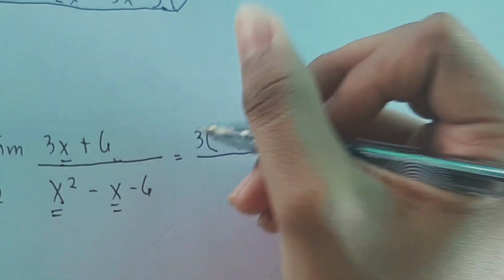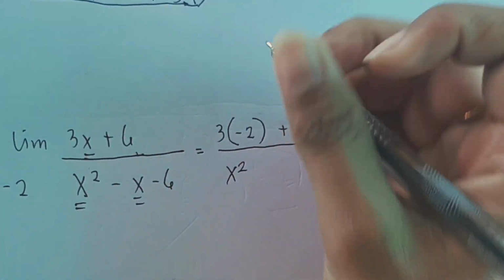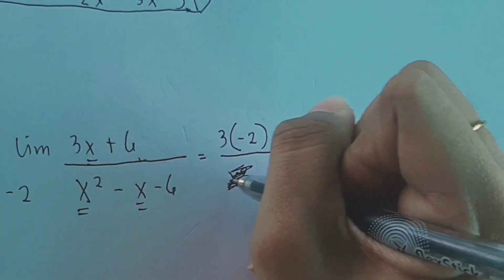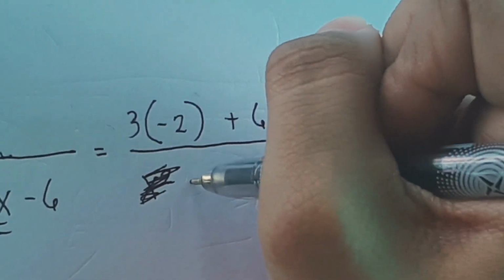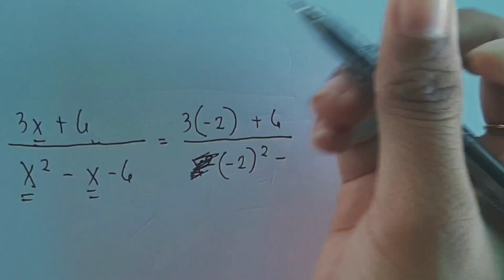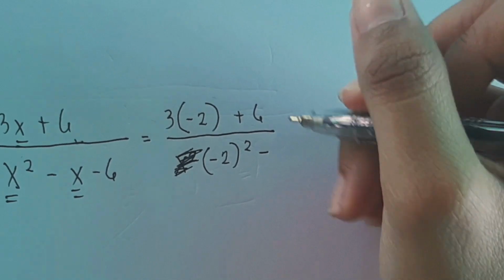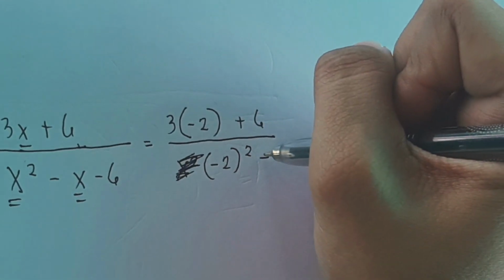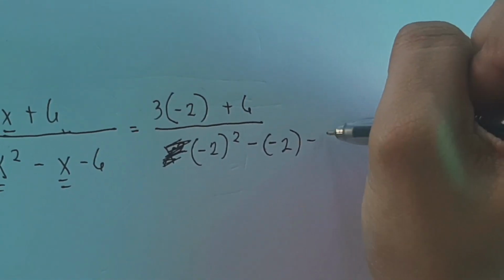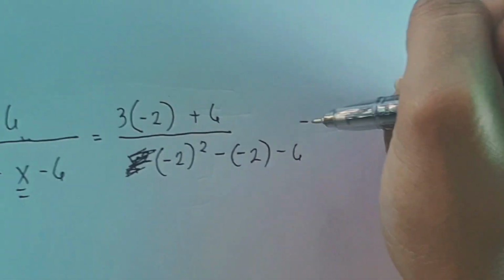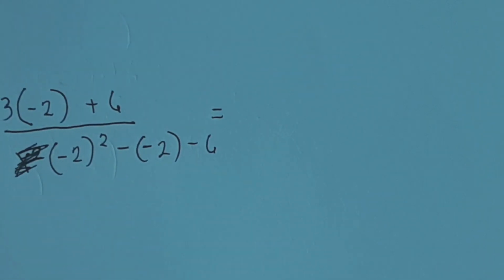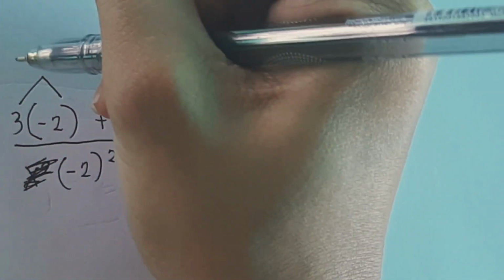So, x squared. Oh, it's wrong. It's wrong, guys. So we're going to erase it. So negative 2 squared minus its x again. So we're going to substitute it. So it will become negative 2 minus 6. To further answer, here will be negative 6.